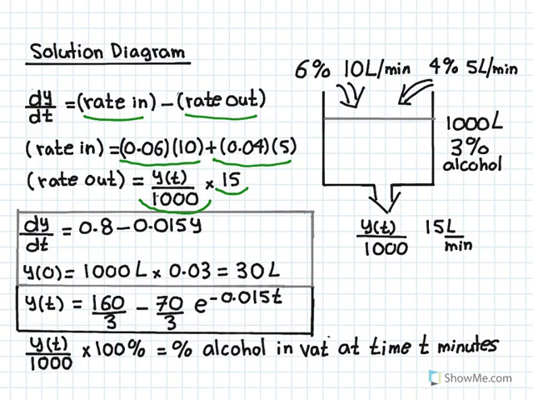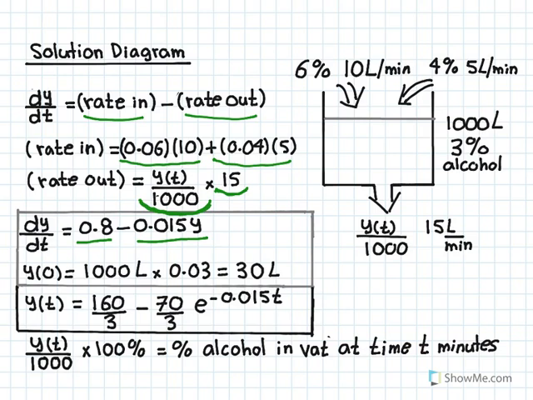This is really important. The first part, y(t) over 1,000, represents the concentration of alcohol in the tank at time t. 15 liters per minute is the volume of solution that's leaving the tank. When we multiply these two quantities, the concentration multiplied by the volume of solution, we get the volume of pure alcohol that's leaving the tank. So now we have our differential equation: dy/dt is rate in, which is 0.8, minus rate out, which is 0.015y. And dy/dt has units of liters per minute of pure alcohol, the rate of change of the volume of alcohol in the tank.